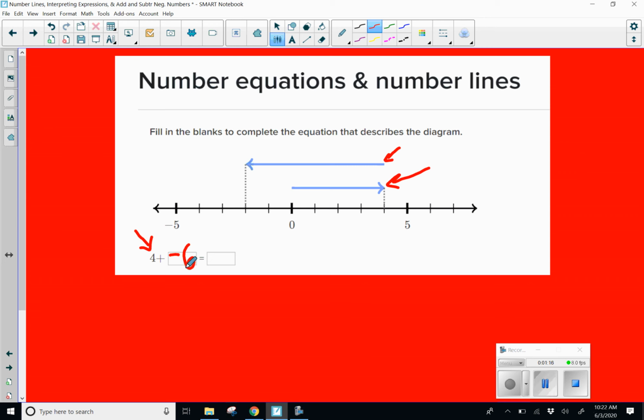And then lastly, I can see that the point where it ends, which is right here, is going to be negative 2. And then the last thing you should do is just check it. Is 4 plus negative 6 equal to negative 2? Yes, it is. That's how we know we did it correctly. Let's try another one.